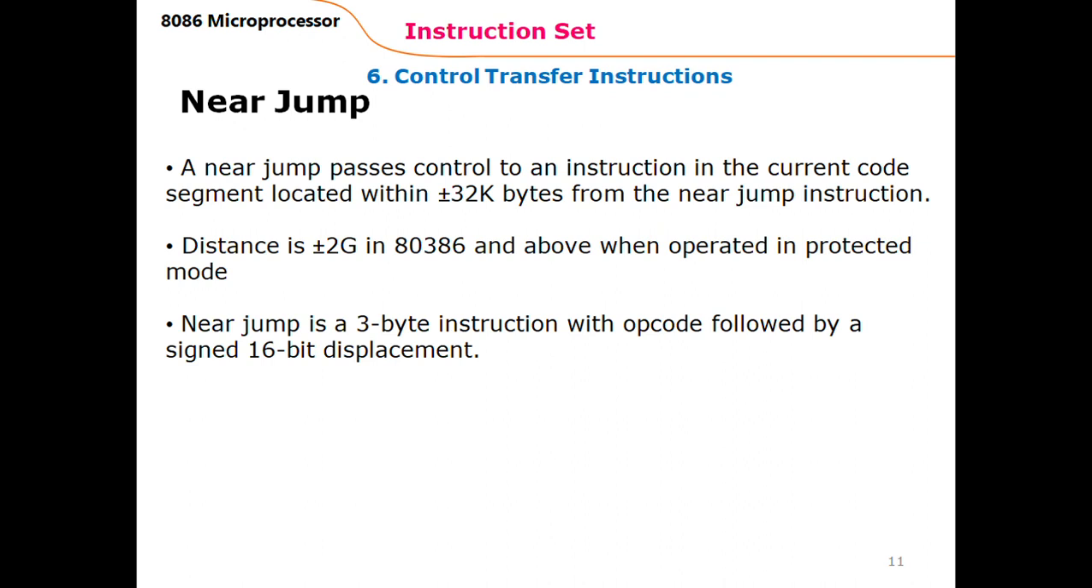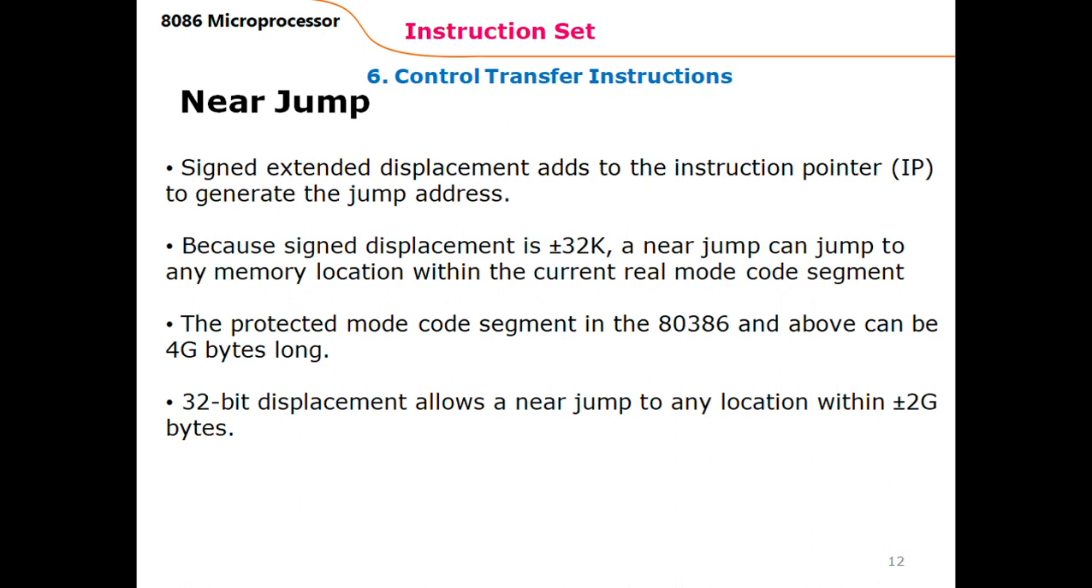So near jump is a 3-byte instruction with an opcode, which is a single byte opcode, followed by a signed 16-bit displacement. The sign extended displacement is added to the instruction pointer, just like the short jump, to generate the new jump address. Because the signed displacement is plus minus 32 kilobytes, a near jump can jump to any memory location within the current real mode code segment. And remember that the addresses in the memory are cyclic in nature.